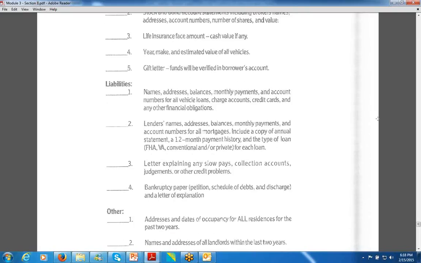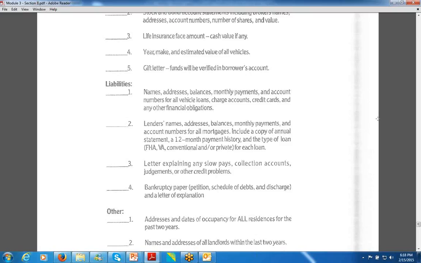Actually, one of the forms in the mortgage application, and it's in the back of the book in the forms, it'll show the residential loan application form, and one of the pages lists your assets, your liabilities.